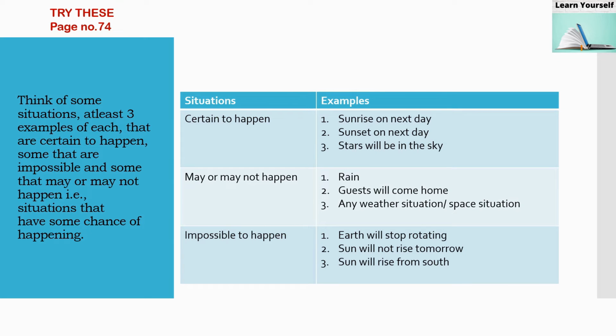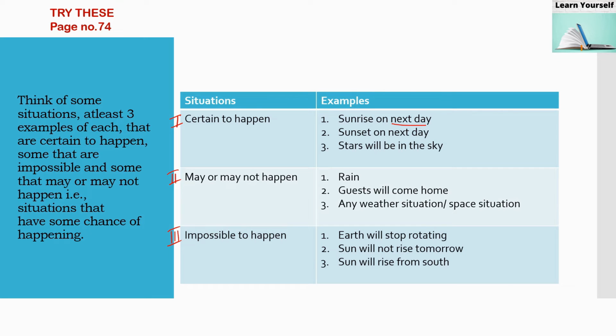So we have here 3 situations. First situation is certain to happen. That means they are going to happen and we are certain about it. So first is sunrise on next day, sunset on next day. Here you can also mention the day, like sunrise on Monday, sunrise on Tuesday or tomorrow. And third, stars will be in the sky at night. So these are the 3 situations which are going to happen.